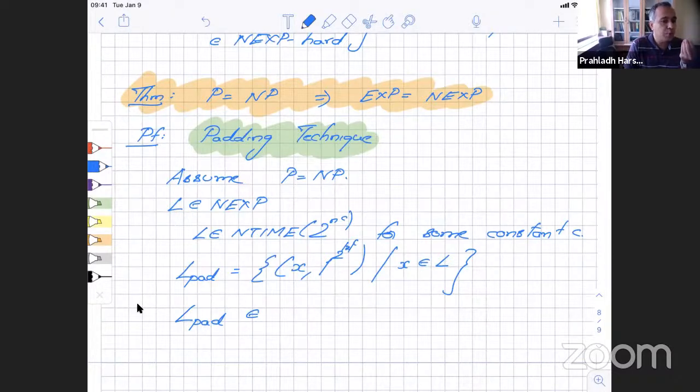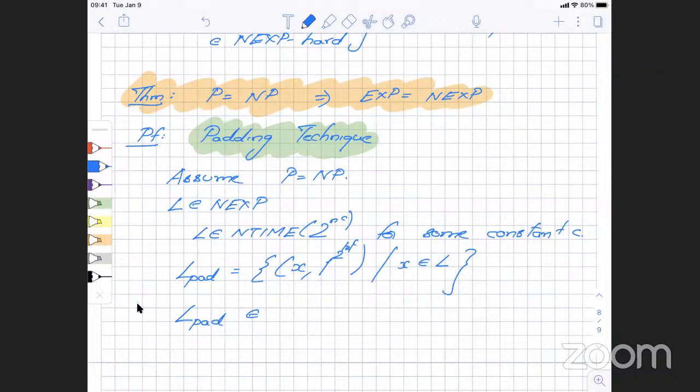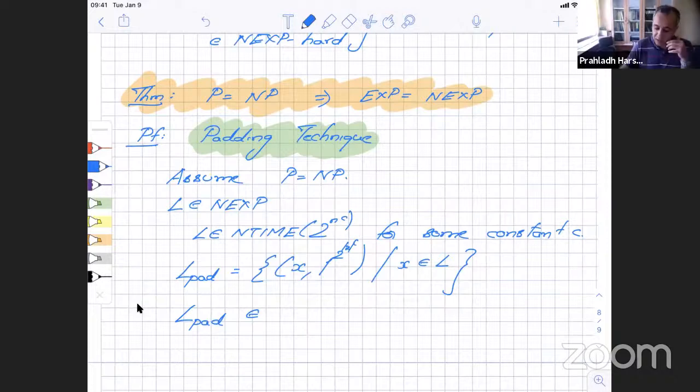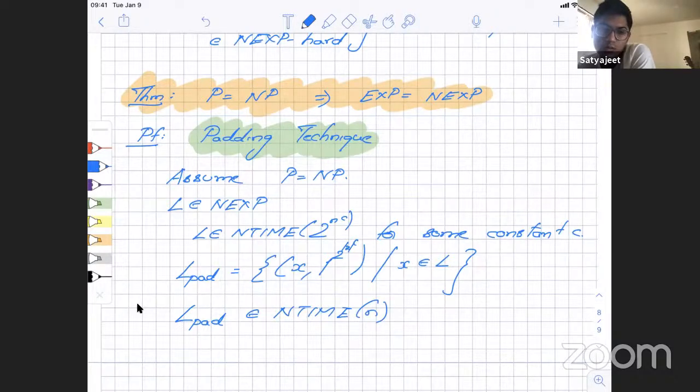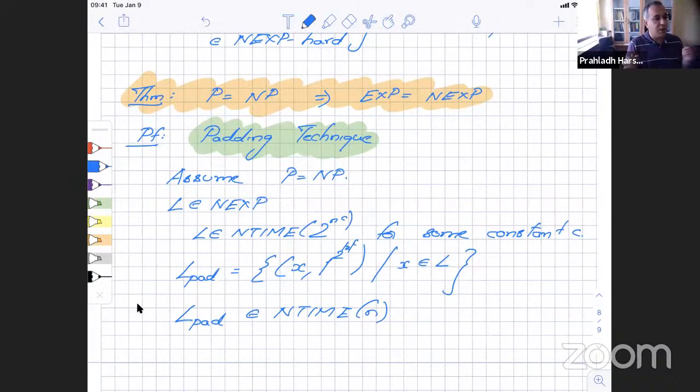L lies in NTIME 2 to the n to the c. So where does L_pad lie? How much time does it take? You can use the same non-deterministic algorithm that you had for L, but how much non-determinism do you need? It will be in NP. In fact, it will be in NTIME(n), because in the new input length, it's actually linear. The old algorithm is linear in the new input length.